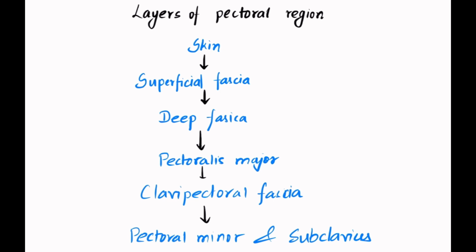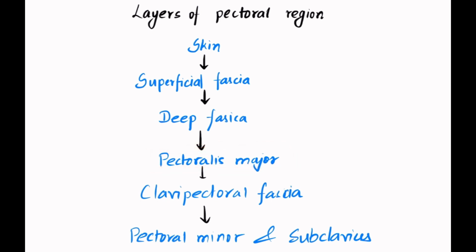Let's look at the various layers of the pectoral region. So outermost there is obviously the skin. After you peel off the skin, under the skin, you are going to find the superficial fascia. Fascia is nothing but a sheath of fibrous connective tissue. Below the superficial fascia is the deep fascia, which is also called the pectoral fascia because it covers the pectoralis major muscle. So obviously, if you peel off the deep fascia, you are going to get the pectoralis major muscle.